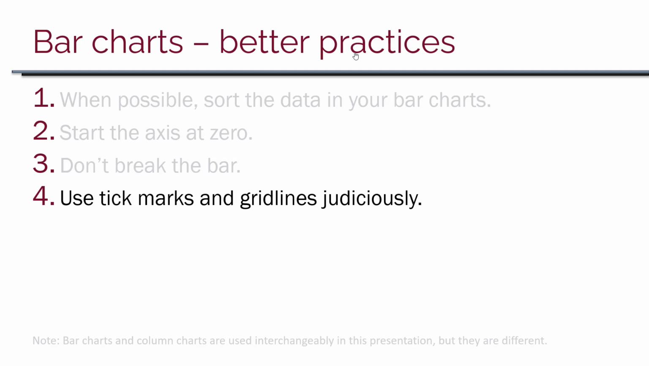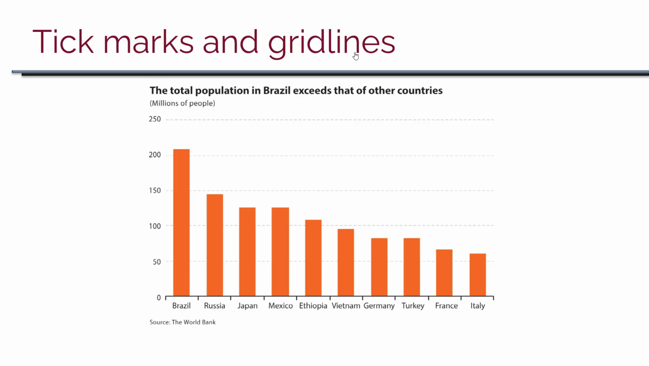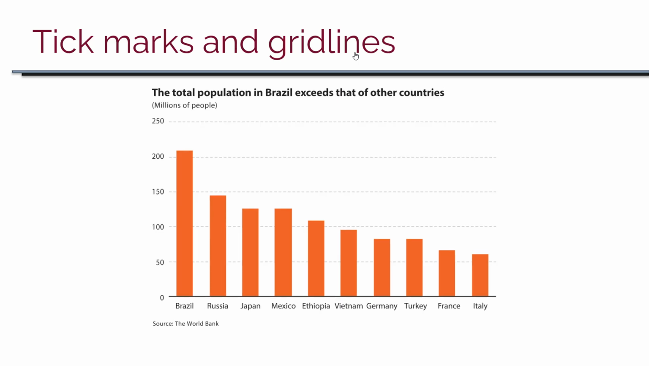Okay, next they have use tick marks and grid lines judiciously. So you see all these, these add clutter. This is unnecessary, and by default they're usually added, these grid lines, right? They're totally unnecessary. So you can get rid of them, makes it cleaner. So you see the tick marks are gone now.